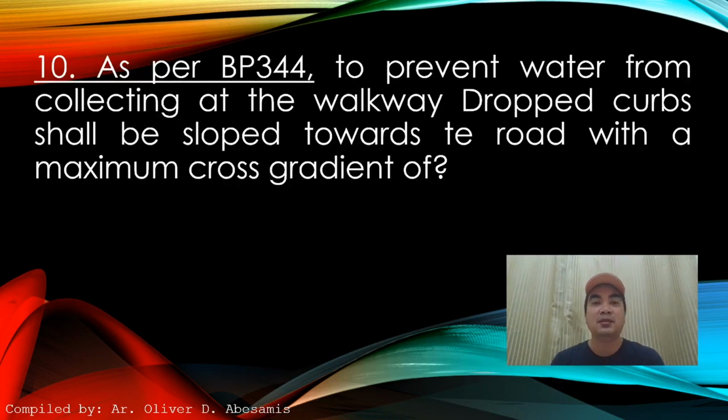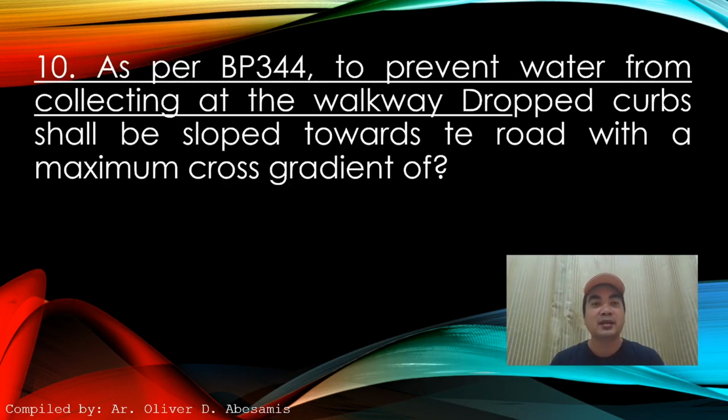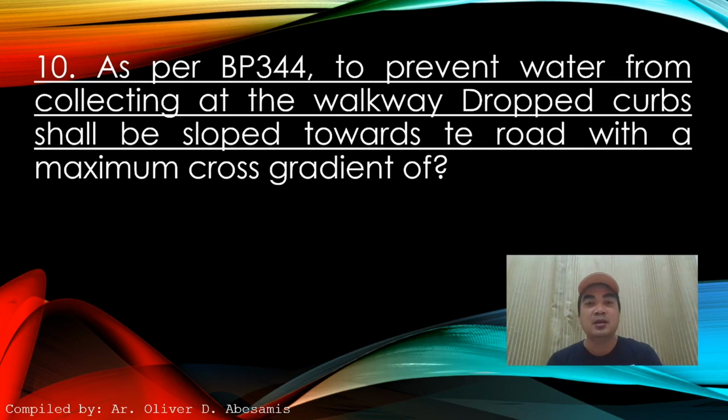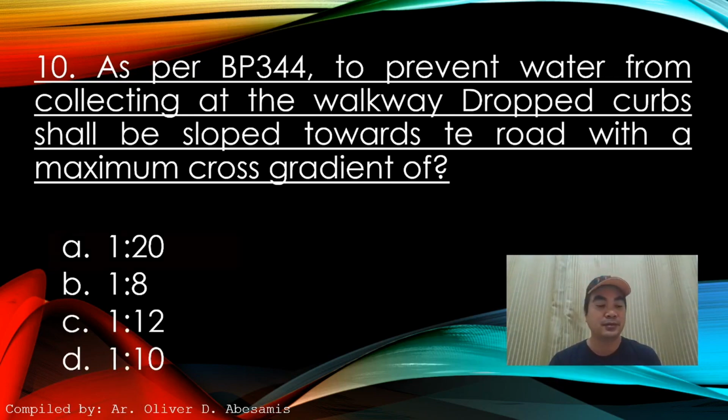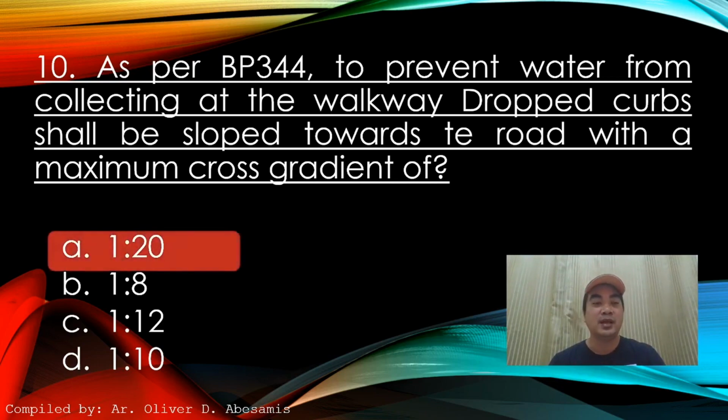Number 10. As per BP344, to prevent water from collecting at the walkway, drop curbs shall be sloped towards the road with a maximum cross gradient of A. 1:20, B. 1:8, C. 1:12, D. 1:10. Answer? A. 1:20.